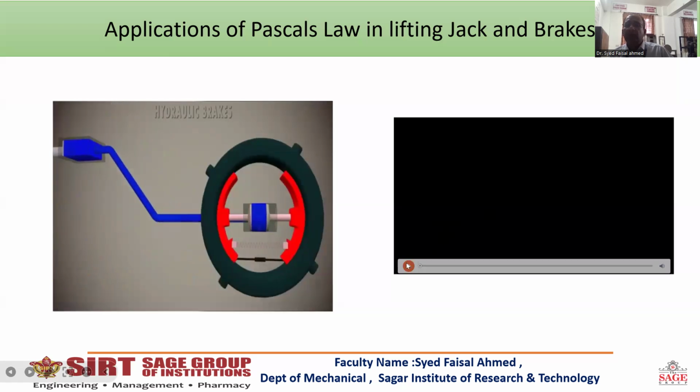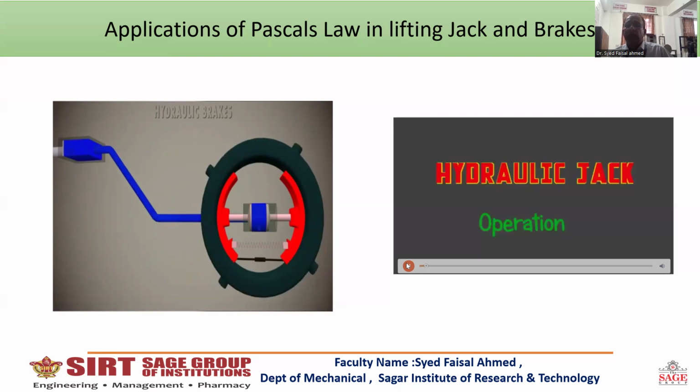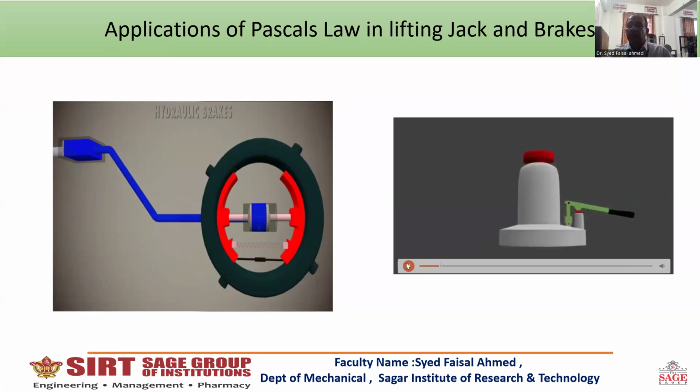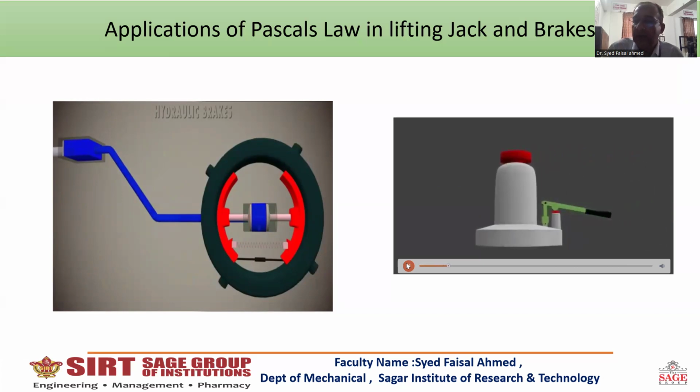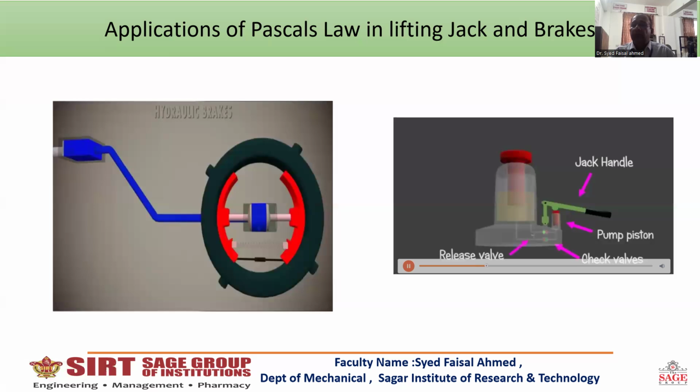Now, if you see this other hydraulic jack, how a hydraulic jack is used to lift cars, trucks, and other heavy parts. Here there is a small cylinder, and inside this is a handle. The force is applied to it, and the fluid is filled into it. This is the larger cylinder, which is called the ram, and the force is applied to it. The handle is pulled.